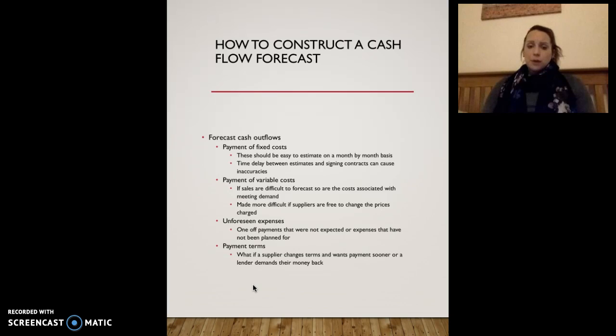Your payment of your variable costs. So if your sales are difficult to forecast, and let's be honest, when it comes to a new business, they often are, it's important that you try and anticipate what your demand is. And you would have done this through your extensive market research, because you would know where your customer pain points are. I know I keep saying it, but you will then be able to identify exactly what your customer is expecting from you and what they need in order to meet their demand.